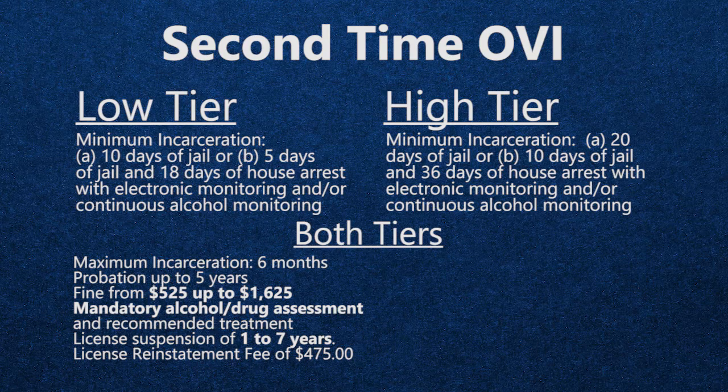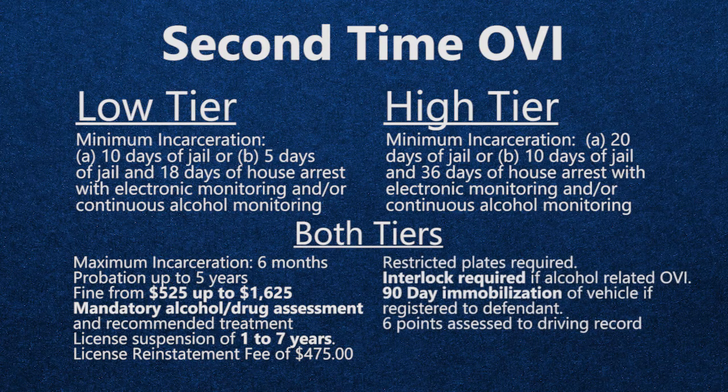For both tiers, the fine increases to $525 to $1,625, the license suspension increases to 1 to 7 years, and the restricted license plates and interlock system become mandatory. Participation in a drug and alcohol program becomes mandatory, and the vehicle will be immobilized for 90 days if registered to you.